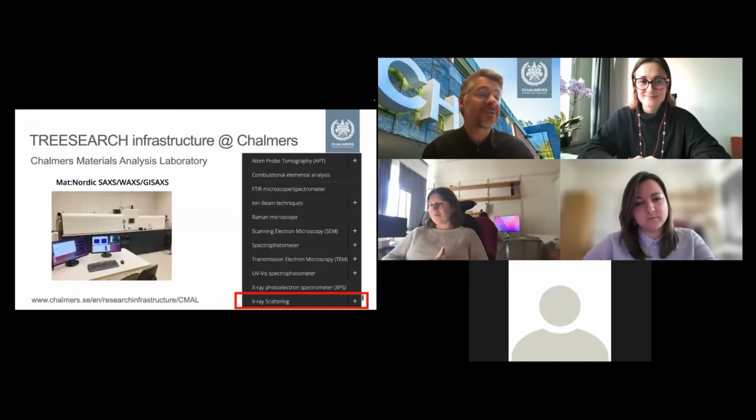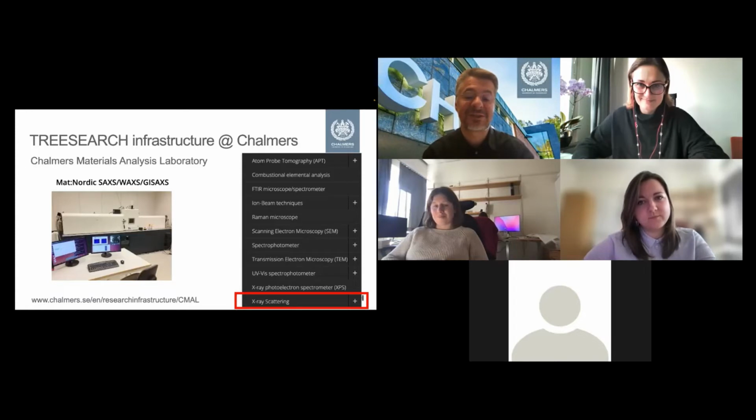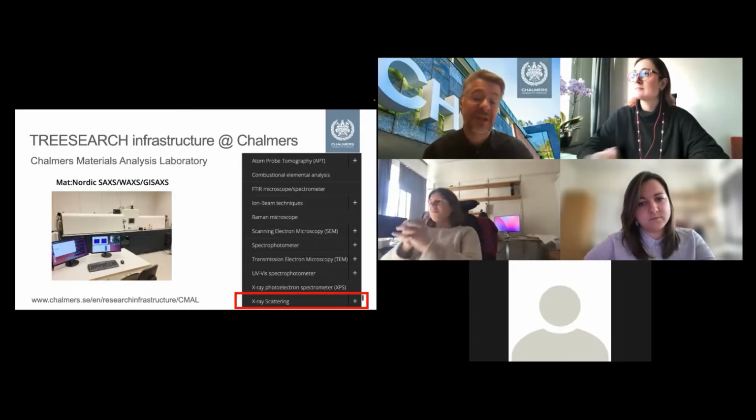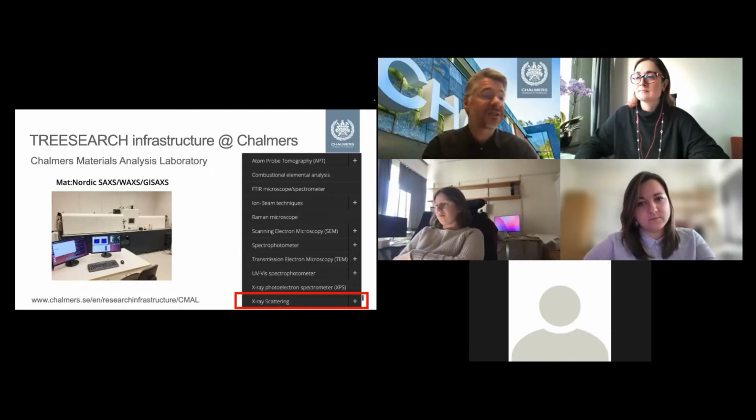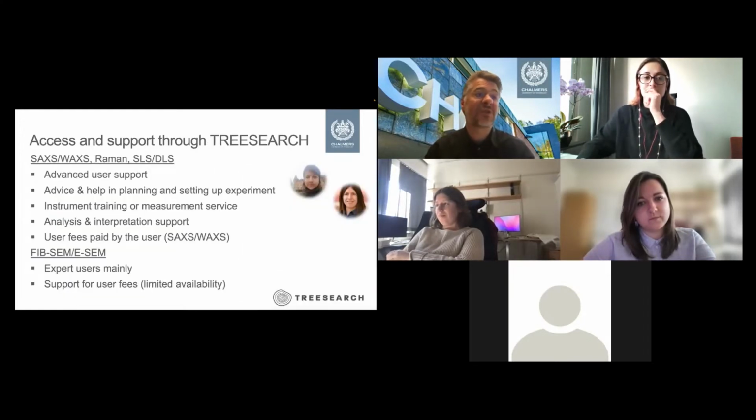The other instrument which we are offering through the Chalmers Analysis Laboratory in the framework of Treesearch is, of course, the small and wide-angle neutron X-ray scattering instrument, which in principle also has a GSAXS option, even though that one is not that much used. But this is really a nice instrument where you can do a lot of different work related to Treesearch materials, and Polina will introduce us to this in a minute. I think what's interesting for you is what kind of support you can get here.